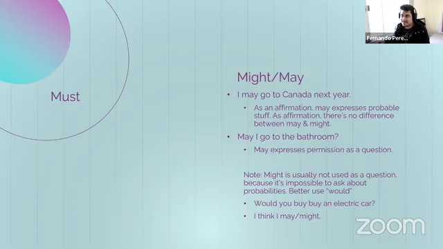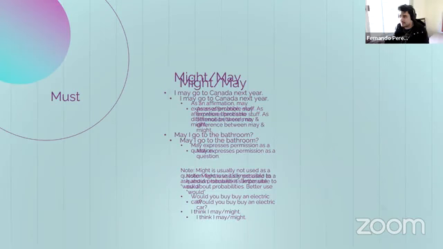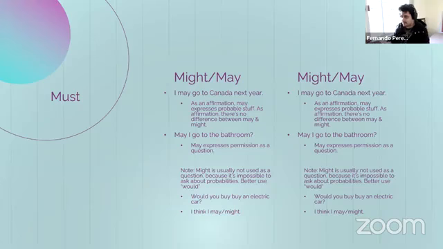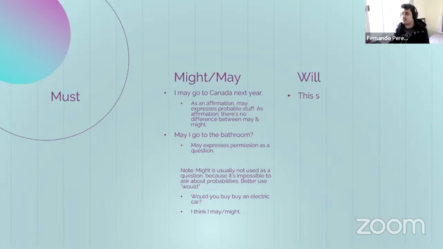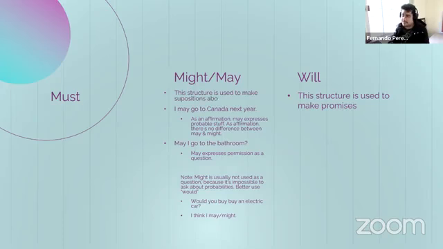Let's talk about that. Let's put it on the side and let's talk about will. Will and might and may, the two of them happen in future. This structure is used to make promises. And on the other side, this structure is used to make suppositions about the future.